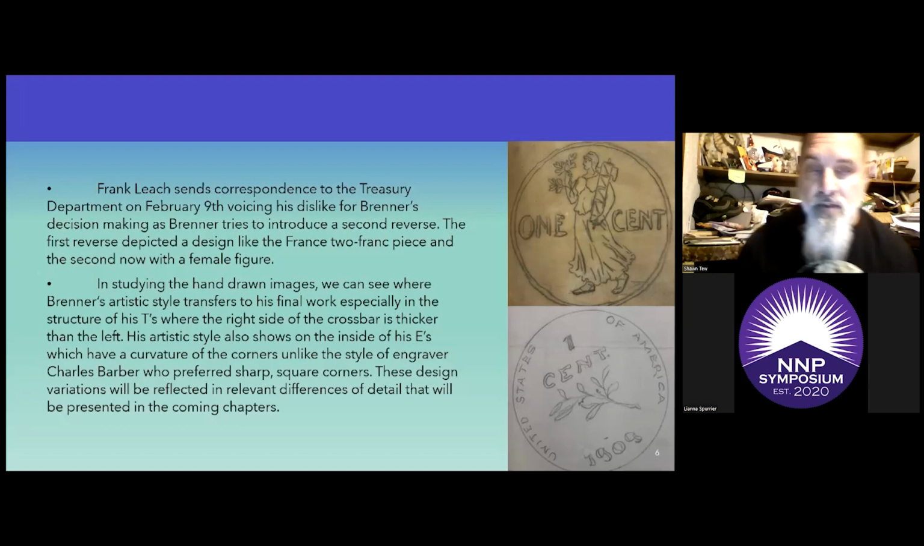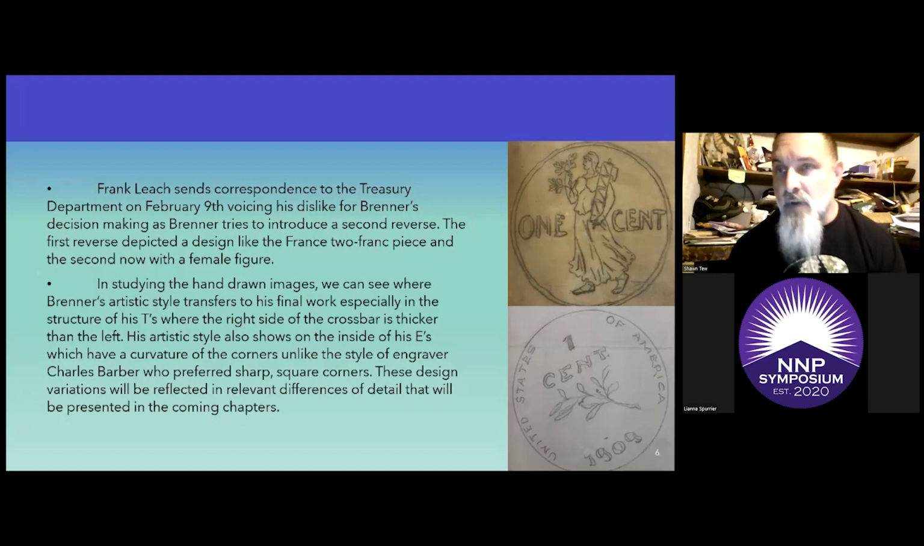dislike for Brenner's design. As you can see there on the right of your screen, these are a couple of his submissions to the U.S. Treasury on his 1 cent ideas. One of the top is actually, you can see by how he draws out the E's and the T's on both drawings, that when you look at the reverse on the 1909, you can see his transition from his drawings to his sculpting.